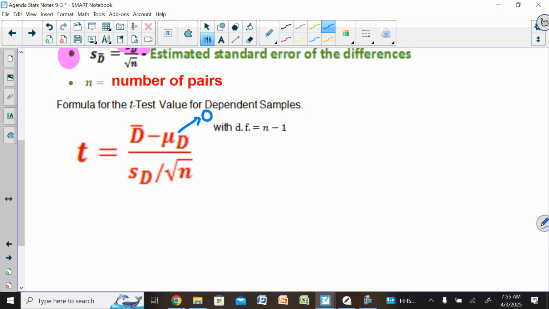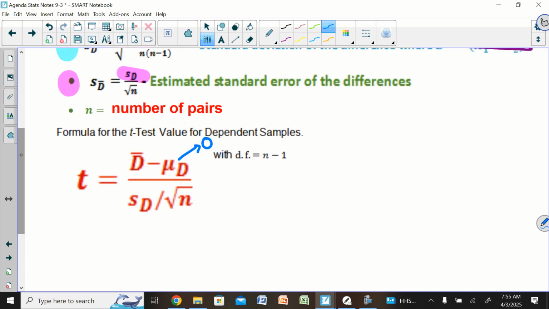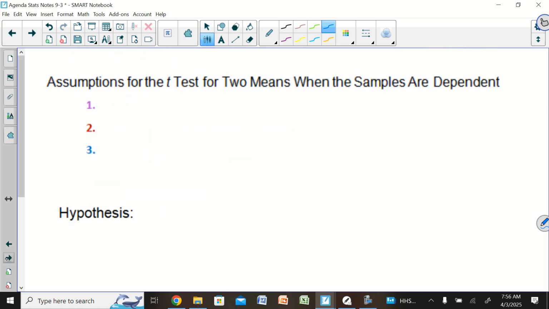So d bar minus 0, mu sub d, all over the standard deviation of our differences divided by the square root of n. We did that right up here when we found S sub d bar. Technically that's S sub d bar, but we're just putting in the standard deviation of our differences over the square root of n. This is our formula. We're going to practice this. Do not worry.